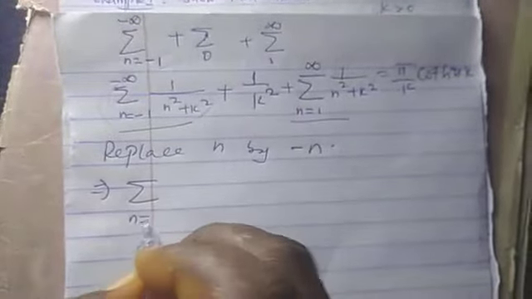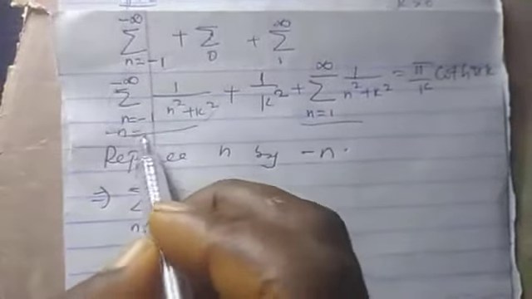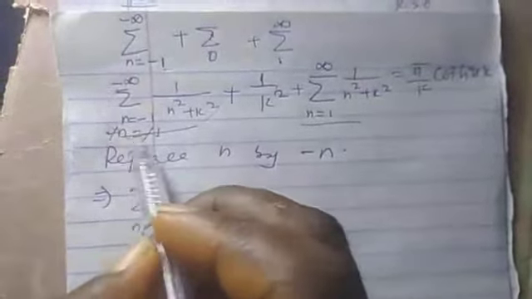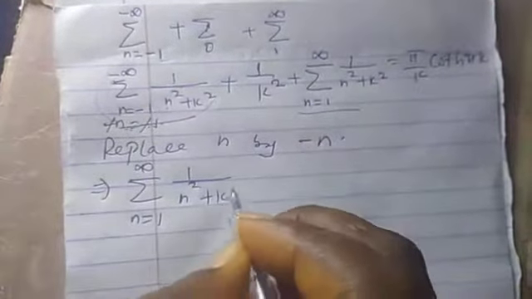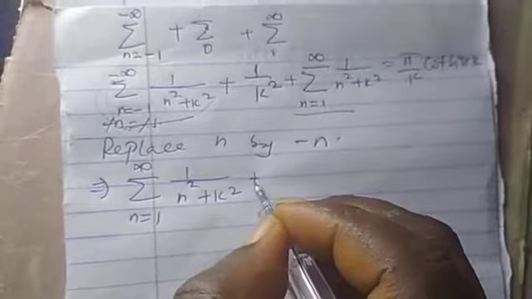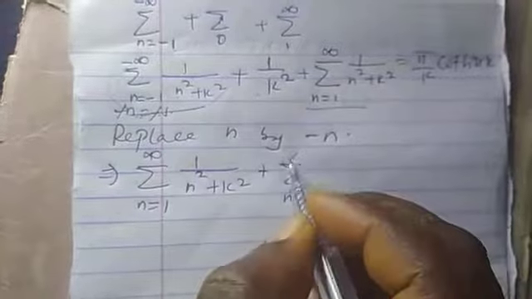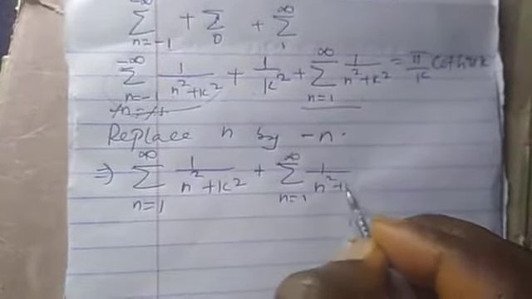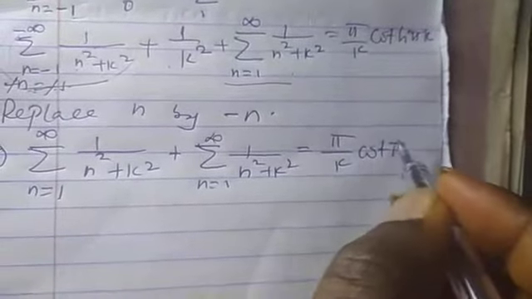Definitely this will become n equals 1 to infinity, because if you put this to be minus n, this will be minus n equals minus 1. So minus cancels minus, n equals 1. So this is 1 over, remember, minus cannot affect the square, so it is still n squared plus k squared. In fact, let me take this to the other side. I will have this left, n runs from 1 to infinity, 1 over n squared plus k squared. This will be equal to pi over k coth pi k. So they are the same thing.